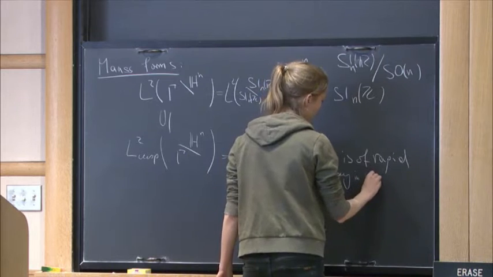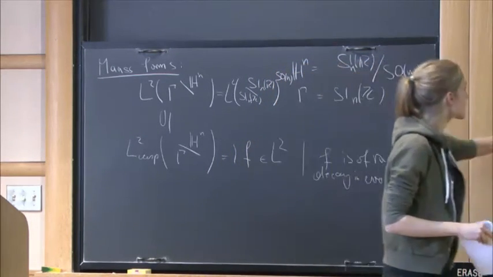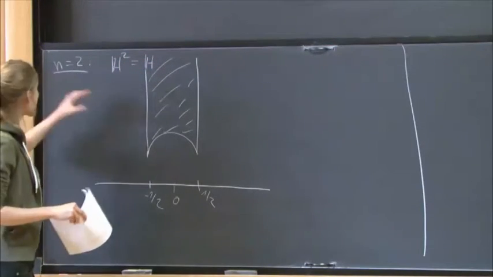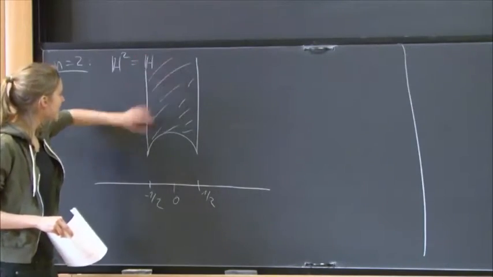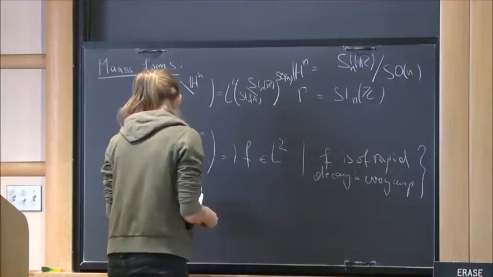In every cusp. So for SL2, this just means that every function on this quotient has a Fourier expansion in this cusp, and the constant term has to be 0.